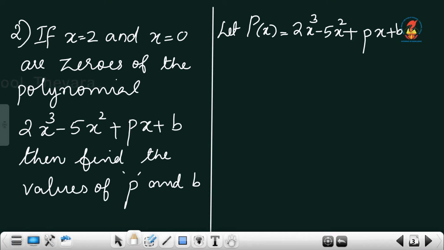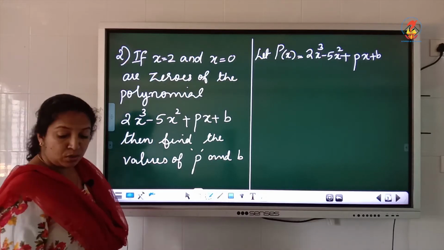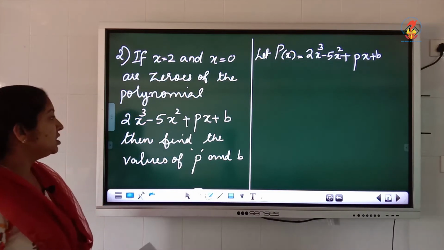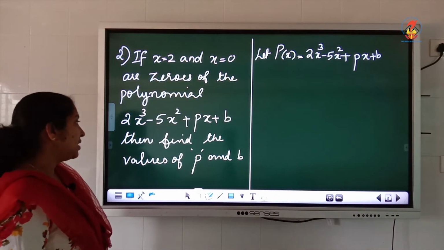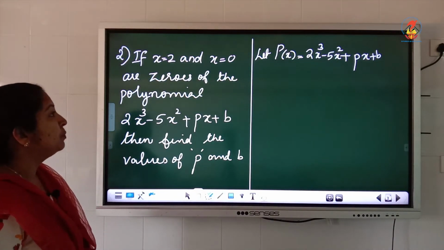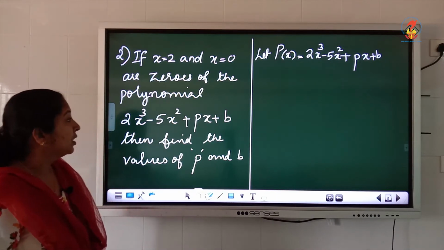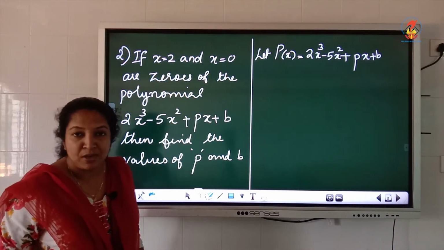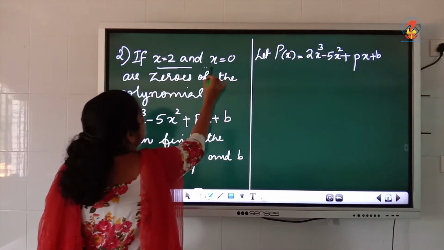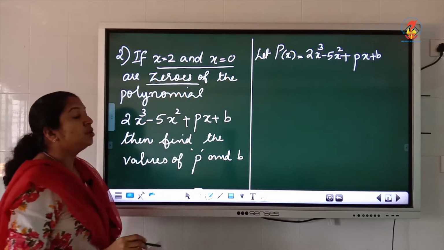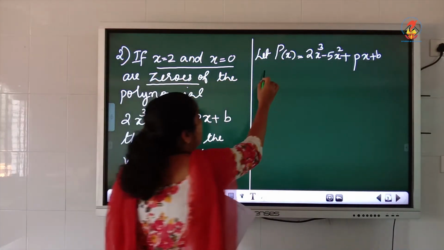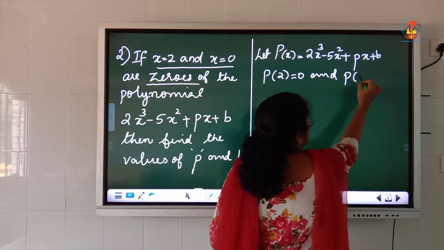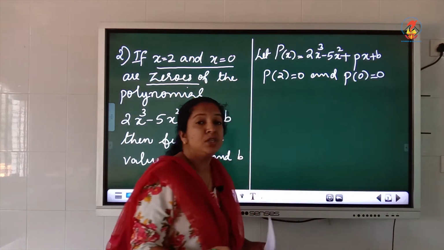Next is, if x is equal to 2 and x is equal to 0 are the zeros of the polynomial 2x cube minus 5x square plus px plus b, then find the values of p and b. We have taken p of x equal to 2x cube minus 5x square plus px plus b. What is given is x equal to 2 and x equal to 0 are zeros of this. So what we can say is p of 2 equal to 0 and p of 0 is equal to 0, because these are the two zeros.